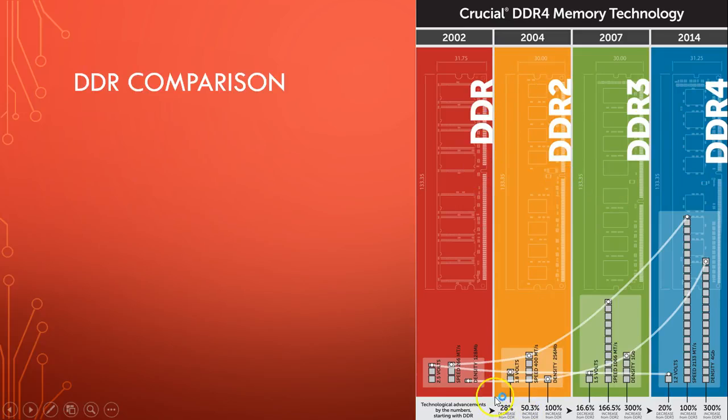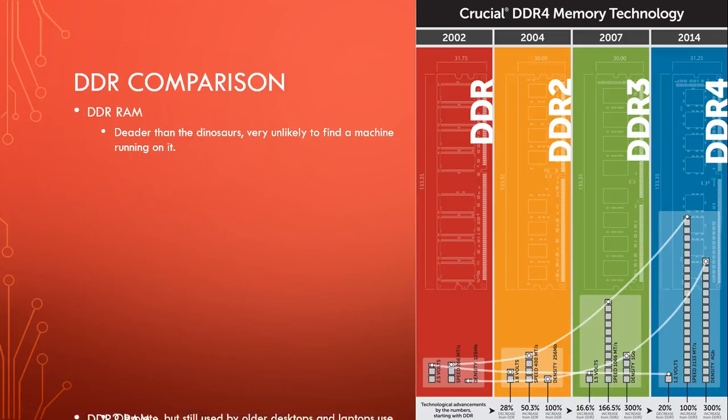So for example, as we start going through some of these changes: DDR RAM, this is deader than dinosaurs. You're very unlikely to find this on a machine that is running DDR. I mean, look at the year, it's 2002. The technology that used DDR, you're talking like Windows XP computers. This is very old, outdated technology.